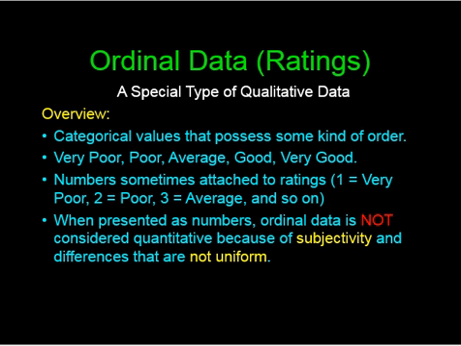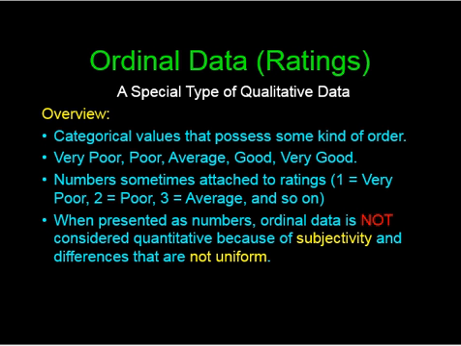Now, as I mentioned on the previous slide, ratings are qualitative, so they're a special type of qualitative data. Basically ratings are called ordinal data. And the root word of ordinal is ordered. So ordinal data are categorical values that possess some kind of order.